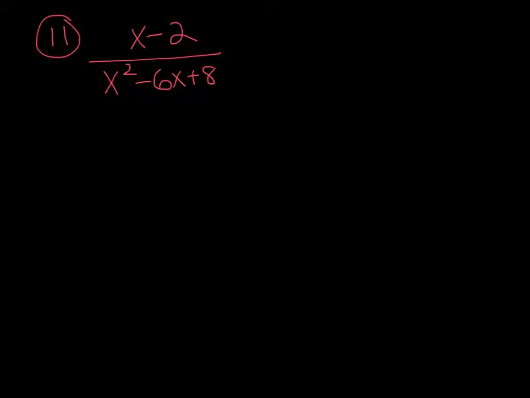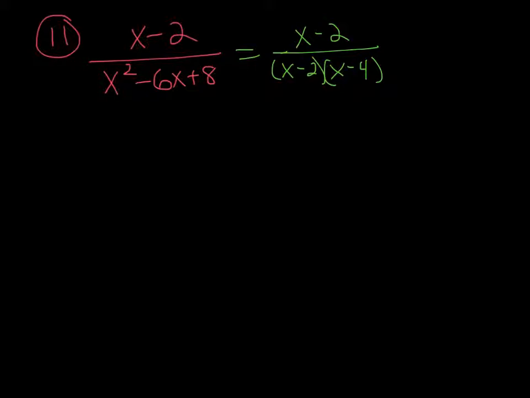For this one, it's another similar idea. We're going to keep the x minus 2 in the numerator. You can't do anything with that. The denominator, however, is one that we can factor into 2 binomials. You are going to factor that by looking for 2 numbers that multiply to 8 and add to negative 6, and that will be negative 2 and negative 4.